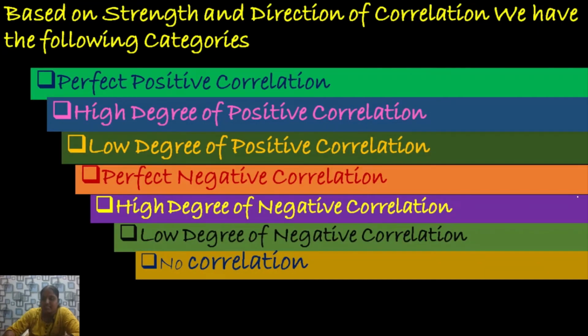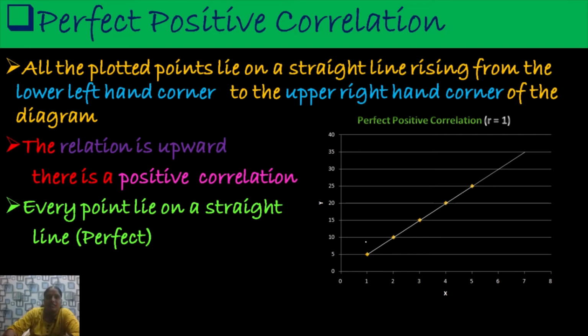Based on the strength and direction of correlation, we have the following categories: perfect positive correlation, high degree of positive correlation, low degree of positive correlation, then we have perfect negative correlation, high degree of negative correlation, low degree of negative correlation, and no correlation. Let me discuss one by one with an example. Let me start with perfect positive correlation.